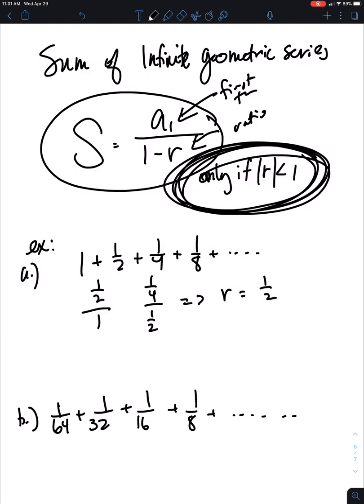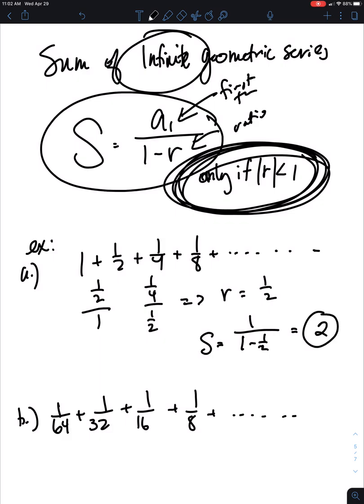If it's infinite, which means it has no ending, and they don't tell you to find the sum of the first so many terms, then it's called infinite. So you find the sum: A1, which is 1, over 1 minus 1/2. The sum of this, I'm going to do it with my calculator real quick, is going to be 2. So this number will get closer and closer and closer to 2.